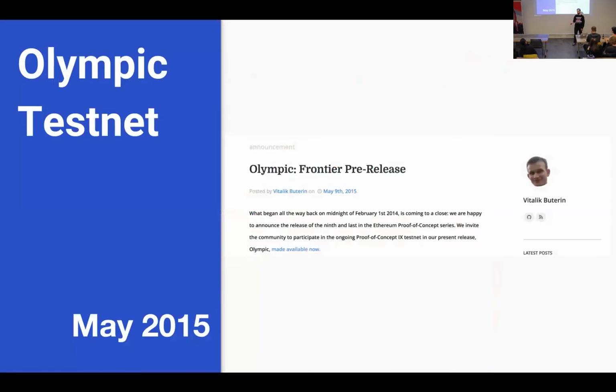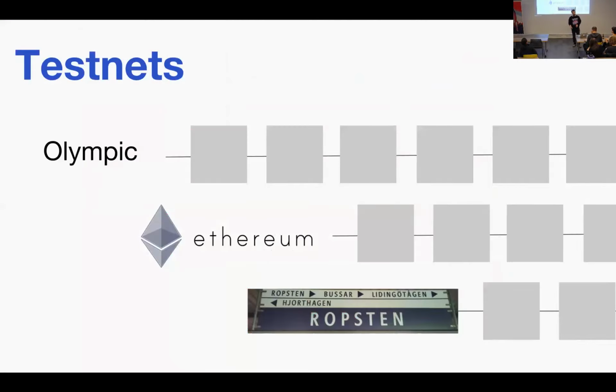May 2015, so people come together, they're building these systems using the specification. May 2015, the Olympic testnet launches. The testnet, this is sort of pre-Ethereum.